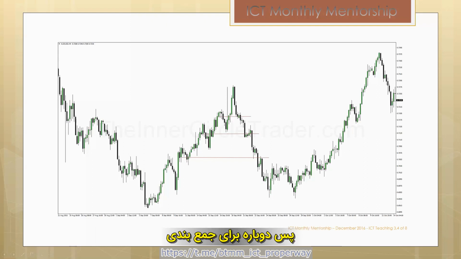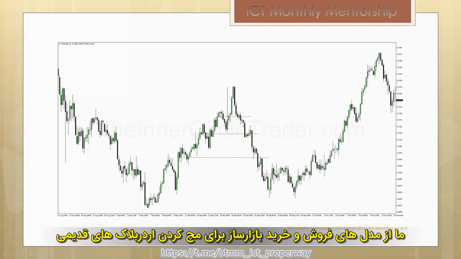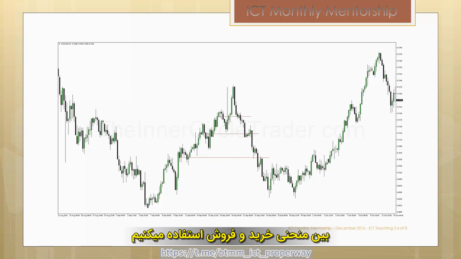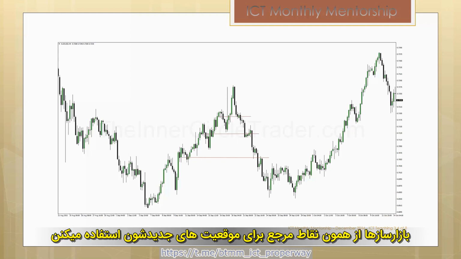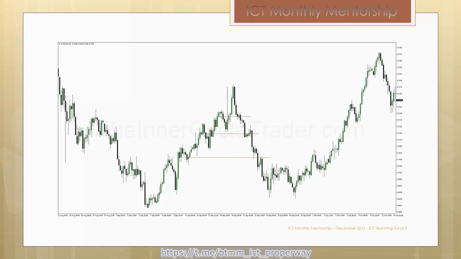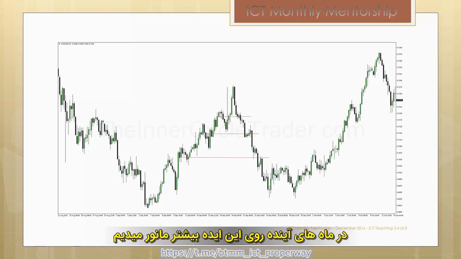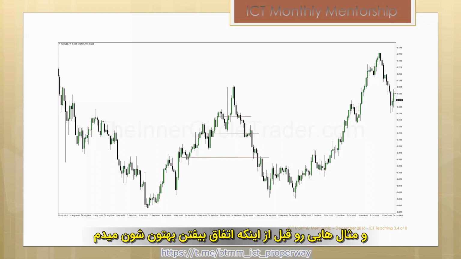So again, in summary, we use the market maker buy and sell models to be able to match up old order blocks during the buy side and the sell side of the curve, and we wait for that reclaimed mechanism that takes place where the market makers will use these same reference points and facilitate new positions. We'll build more on this idea as we go through the coming months of material, and you'll see examples of it before the fact, and I'll be able to map it out for you.